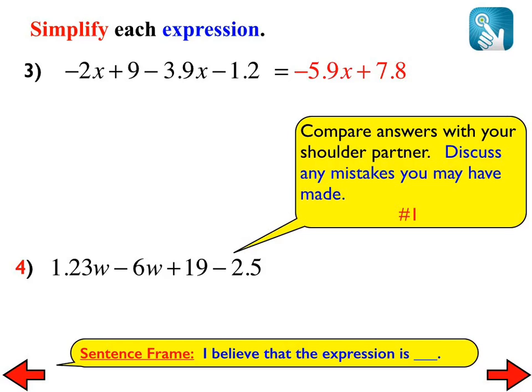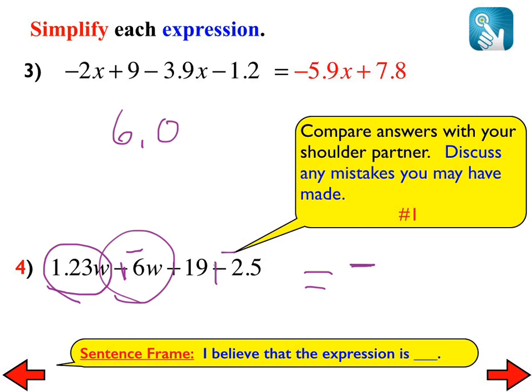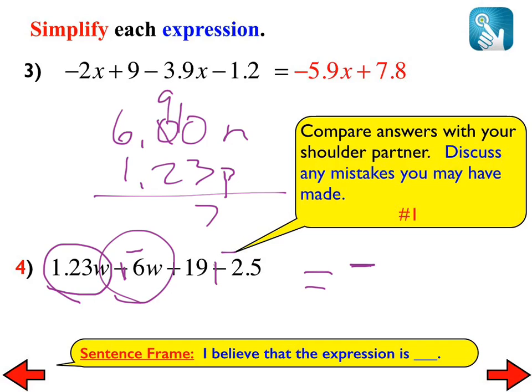Number 4, here we have 1.23 positive w's, and I'm going to go through and add the opposite right now in these two areas right here. And I have 6 negative w's. In terms of w's, I have more negative w's than positive w's. I have 6.00 negative w's and 1.23 positive w's. And so I'm trying to figure out how many more negatives I have, so I subtract. And I have 4.77 more negative w's than positive w's.